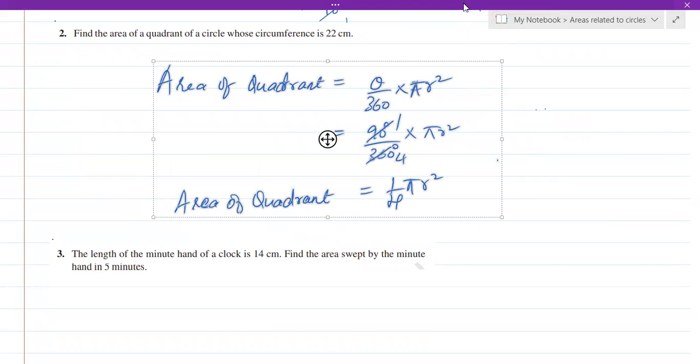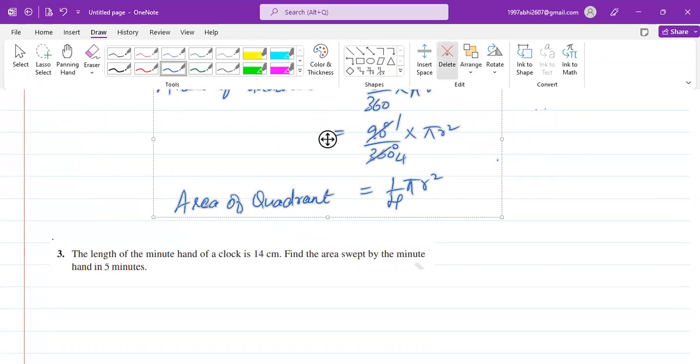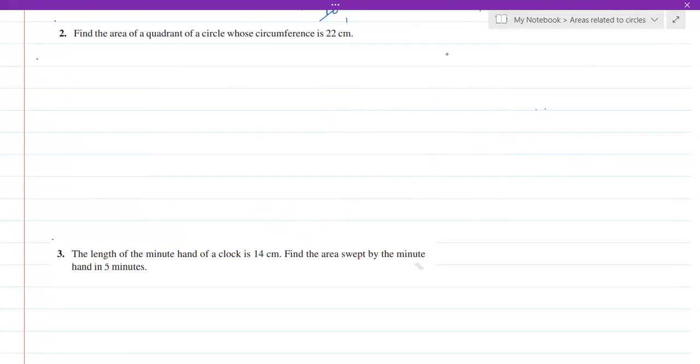Now, if you want to find the area of the quadrant, you need the radius, right? But the radius is not given. Instead, what they've given us is the circumference of the circle. The circumference is equal to 22 centimeters. What is the circumference formula? 2 pi r. So 2 pi r is equal to 22.